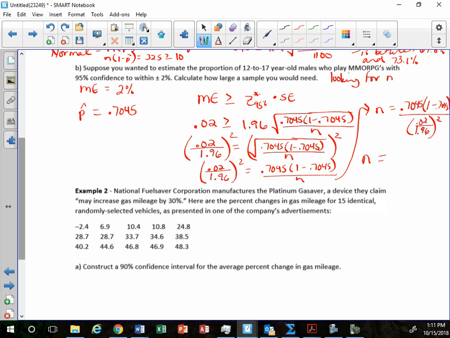I'm getting 1,999 point something. Do you think we should have part of something if we're talking sample size? No. Do you think, even though it's 1,999.4, we should round down? No, always round up. We want it to be at least this. So I would take 2,000. That's your sample size, okay?